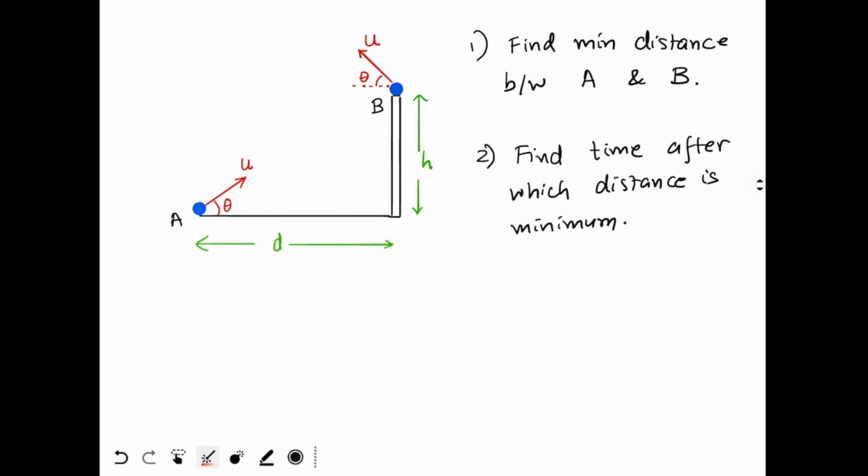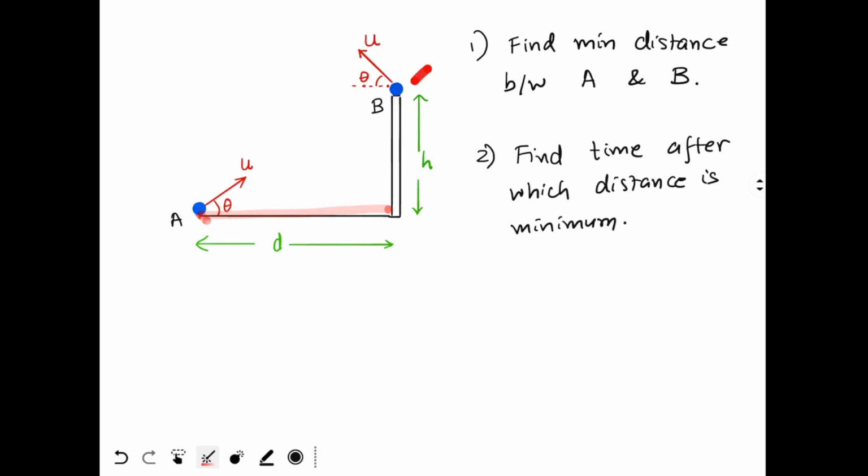Okay, see this question. This is related to relative motion. Here you can see particles A and B. Particle A is thrown with speed u at angle theta, and at the same time particle B is thrown with the same speed u but at angle theta from the negative direction. Initially, particle B is at height h and horizontal distance d away from A.